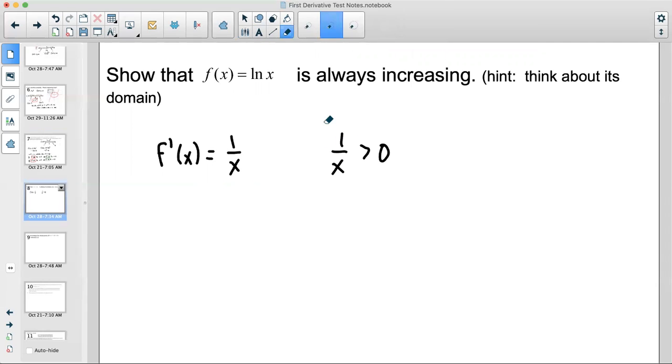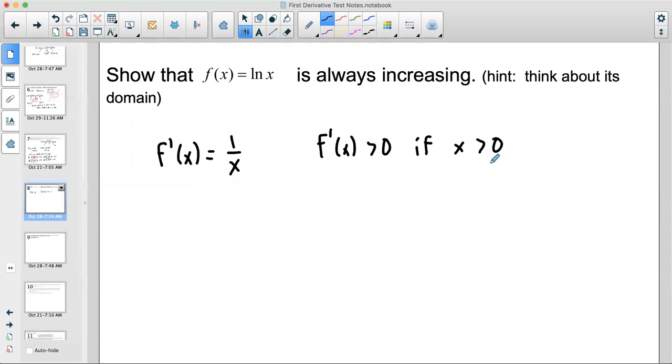I guess the better way to think about this is this. This is a fraction, and a fraction is positive when the numerator and denominator are either both positive or both negative. So f prime of x is greater than 0 if x is greater than 0. And the top is always positive. So for the whole thing to be positive, the bottom also has to be positive. But since the top can never be negative, it's just the number 1, the bottom also has to be positive.